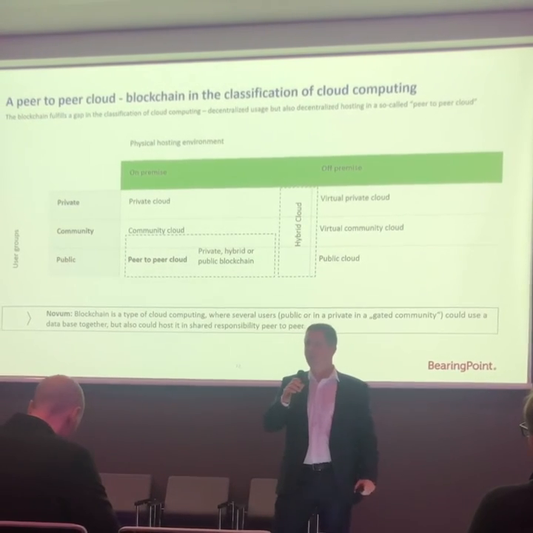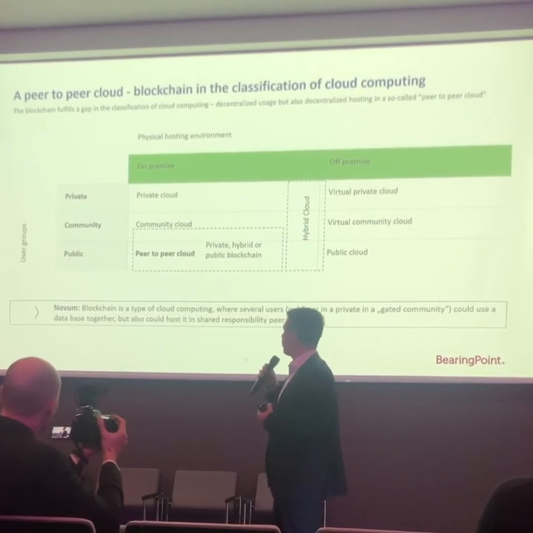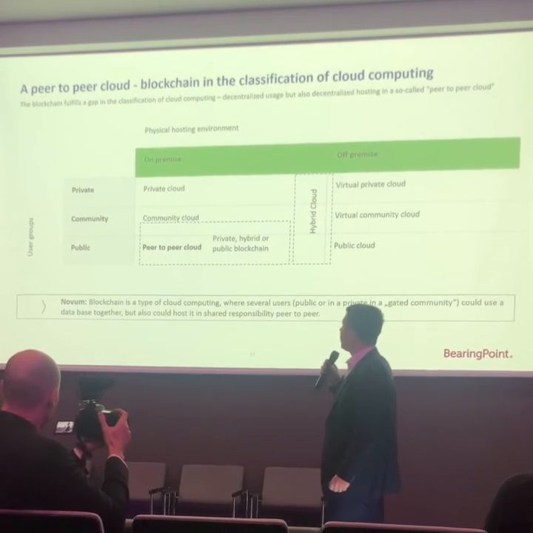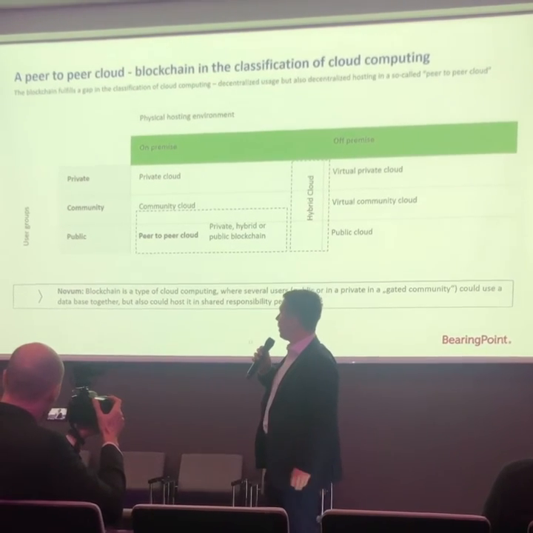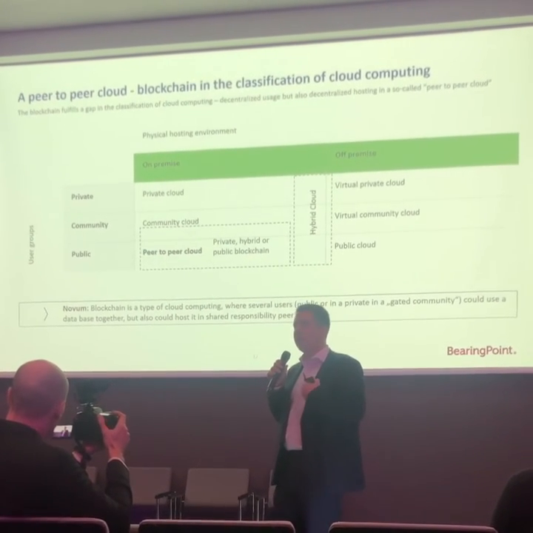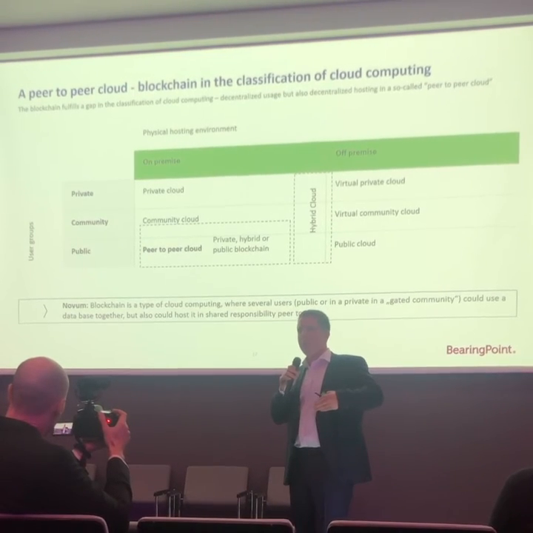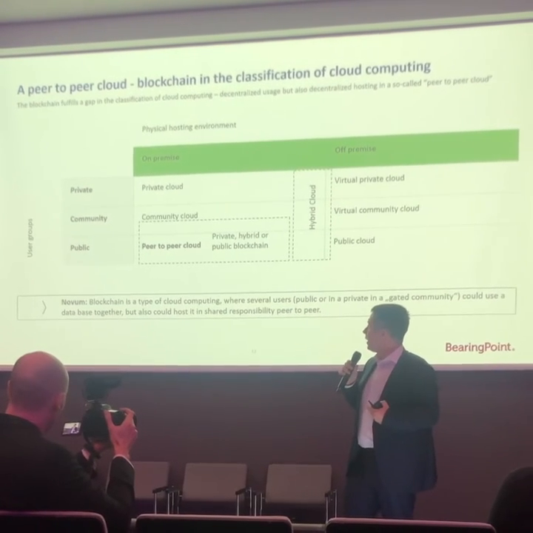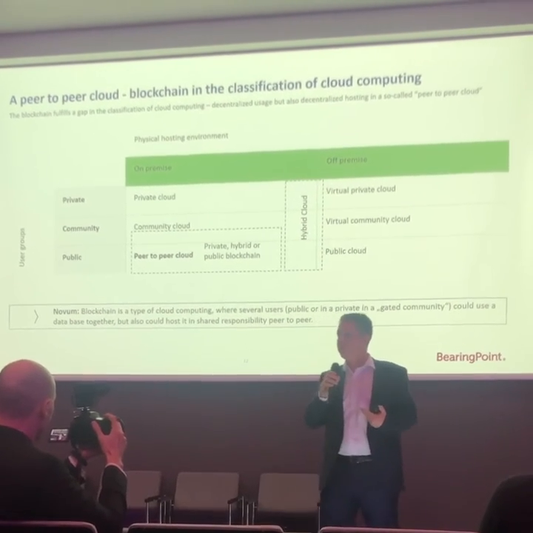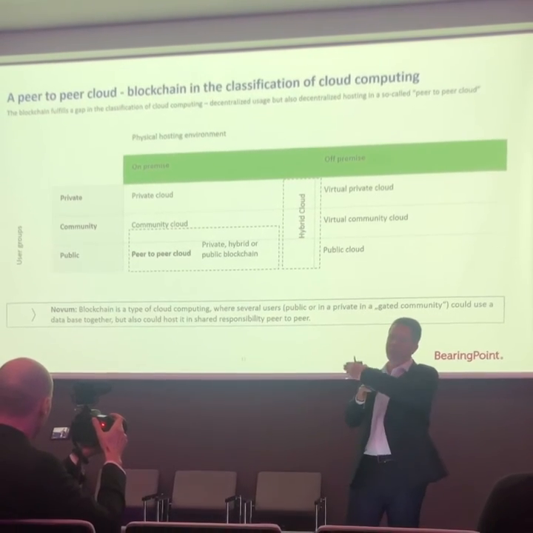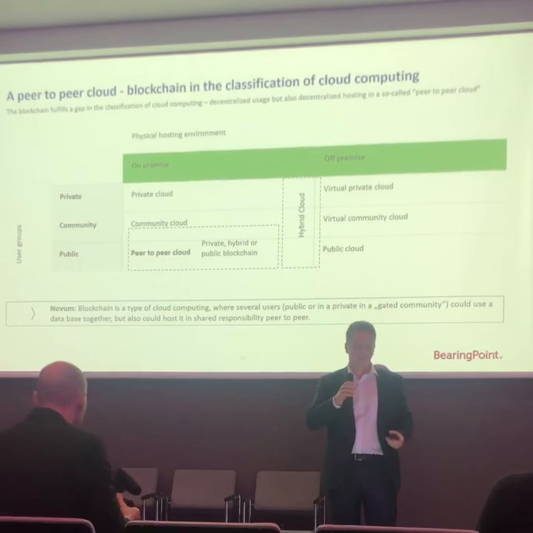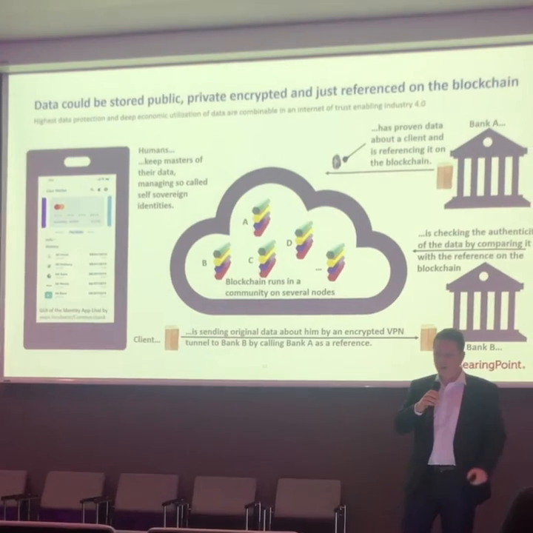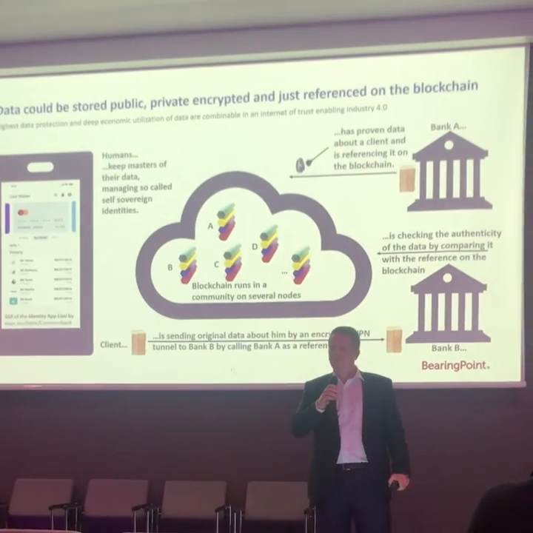It's a peer-to-peer cloud. So before blockchain we had a gap: the physical hosting environment is on-prem and also public. Now I can have both. The nodes are distributed, everybody's running a node, and everybody can use it. So that's blockchain. It's nothing new if you have a look at this classification scheme. It's a part of cloud computing, a very old word. So, and here you can see what is possible.